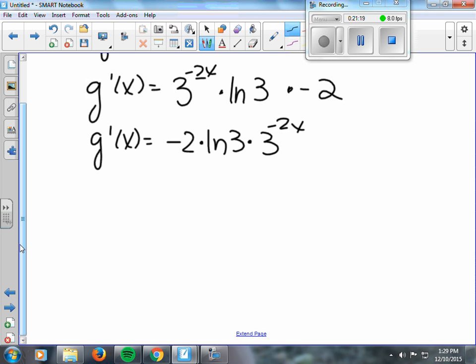It's because this -2 has no x. This natural log of 3 has no x. No x means constant. X is the variable. It varies. Derivatives measure rates of change of variables. Rates of changes of constants are nothing because it's constant. The rate of change or the derivative is 0. And so this falls under the constant multiple rule.